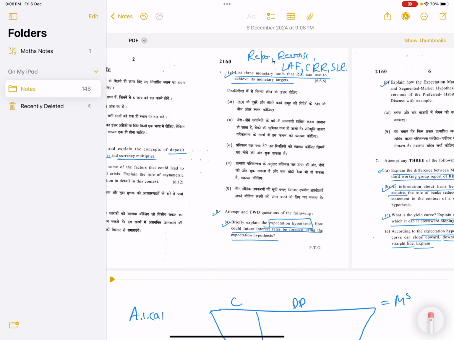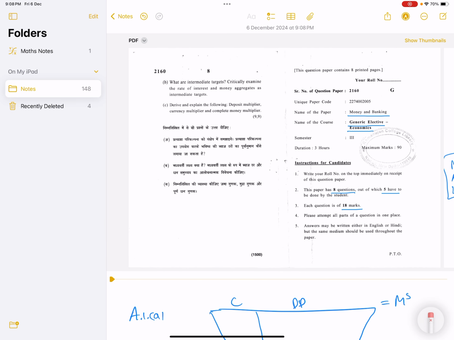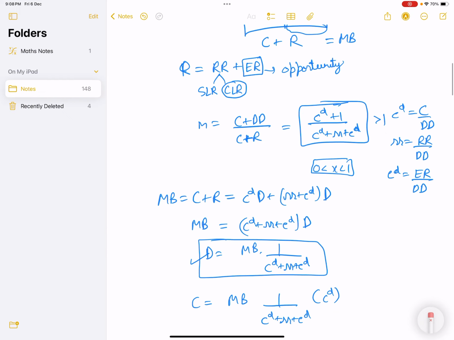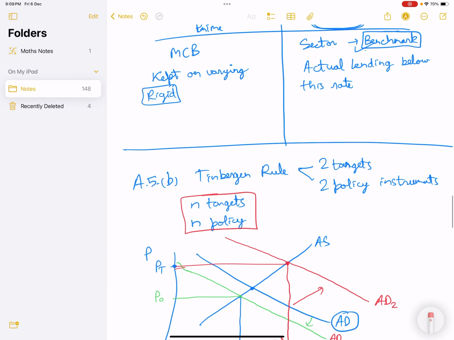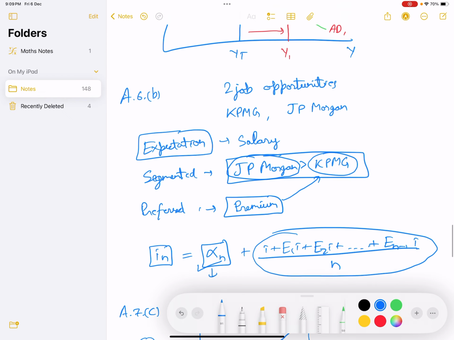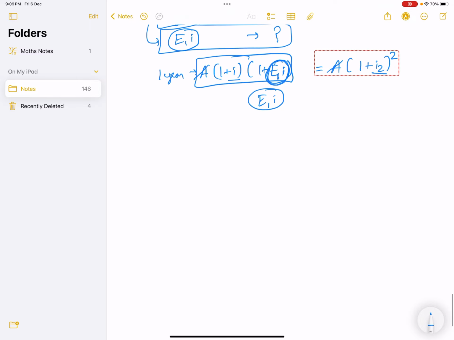Okay, so we are done with this. We are left with this. What are the intermediate targets? Critically examine the rate of interest and monetary aggregates as intermediate target. Okay, I have done this very extensively in the class as well. So this is answer 8B.